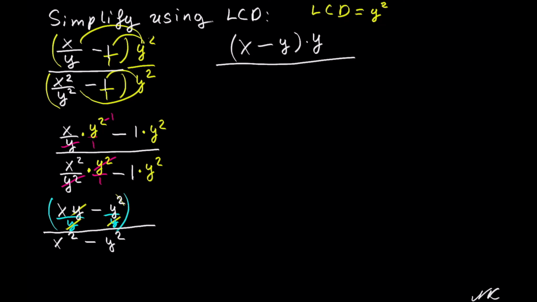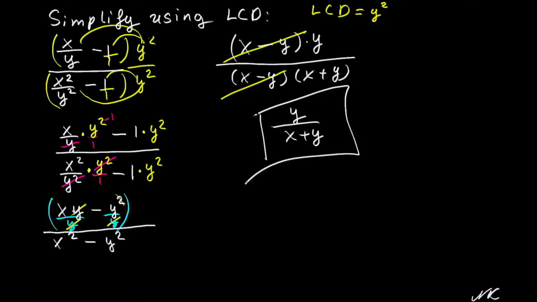That's a difference of squares, which is x minus y times x plus y. So now we have x minus y times y over x minus y times x plus y. X minus y and x minus y will cancel, and we get y over x plus y left over. There's nothing more to reduce, so this is our solution. That's all.